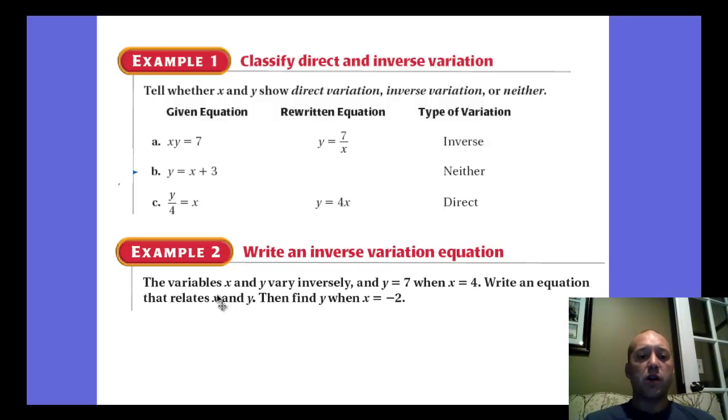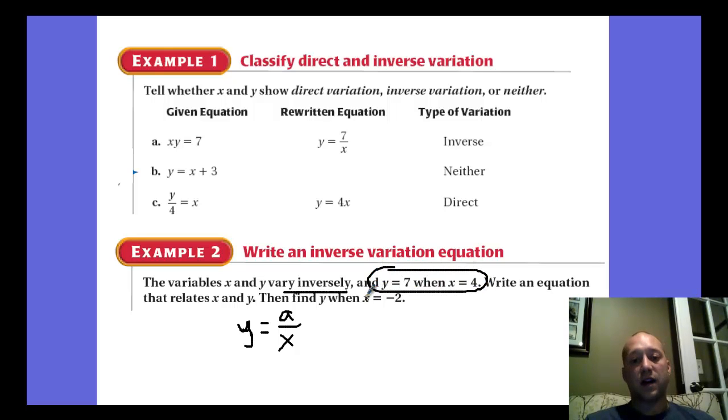So example 2 here: the variables x and y vary inversely, so it tells me the form I'm dealing with, and y equals 7 when x equals 4. Since we know it varies inversely, right away I can set the general form y equals a over x. That's the form for inverse variation. Then I'm told that y equals 7 and x equals 4. We can use that to find a.